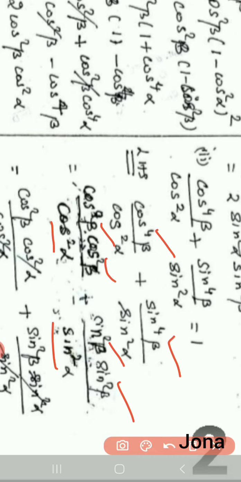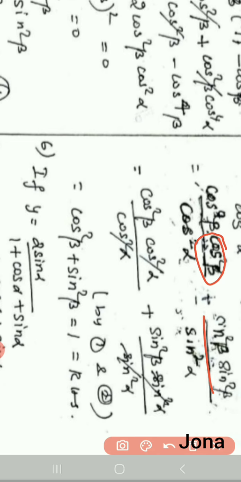By the first proof, I can write, instead of this, I can write cos square beta, and even here also I can substitute there, so that this cos square beta is equal to cos square alpha, and this sin square beta is equal to sin square alpha. So I substituted the value here and then cancel these two and these two. The remaining thing is cos square beta plus sin square beta equal to 1 here.